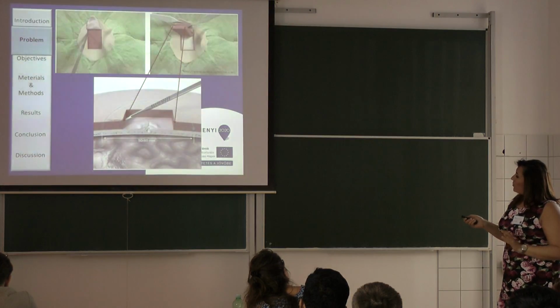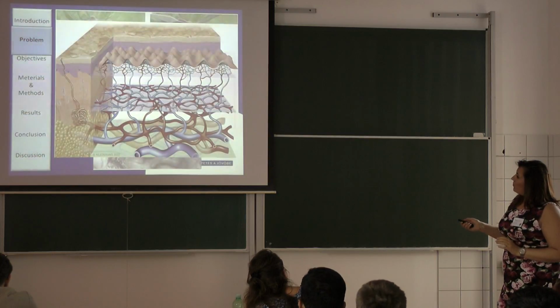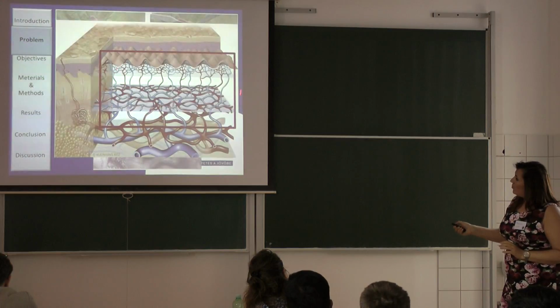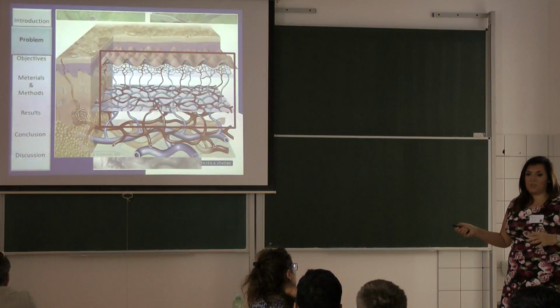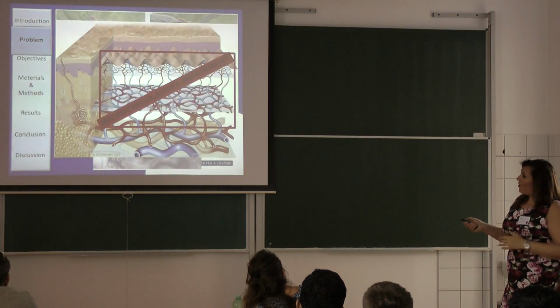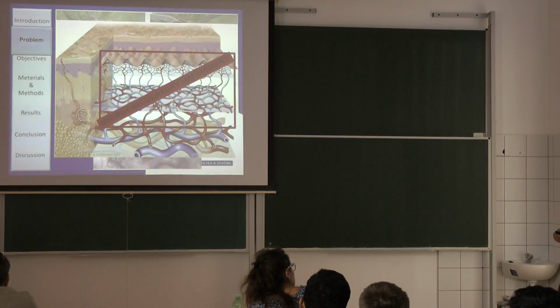But what was the problem with this method? If we check the anatomy, you can see that we have to remove this part of the tissue, which basically contains the microcirculation. So, of course, it causes a lot of problems: microcirculatory impairment, healing problems, necrosis, infection, and so on.